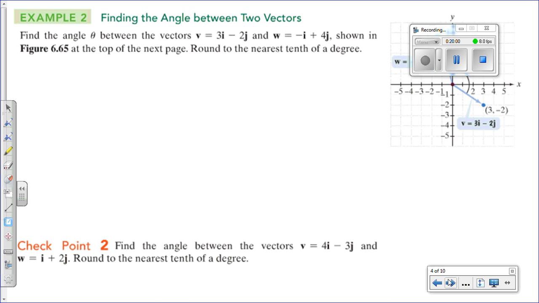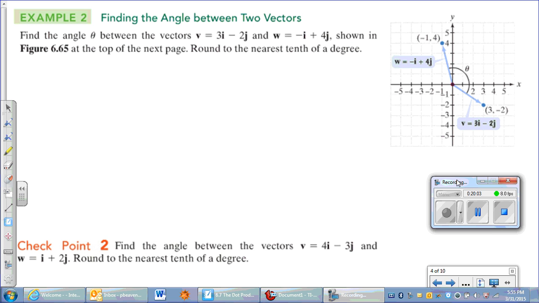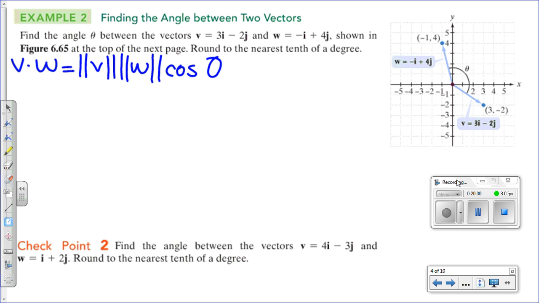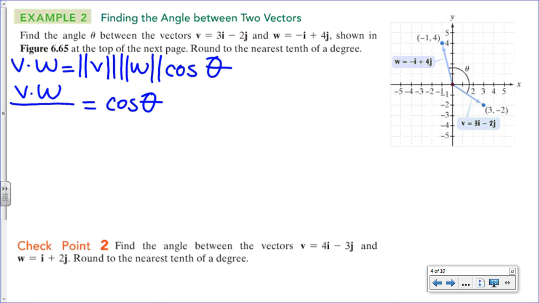And here we're going to find the angle between two vectors. The formula that we're going to be using, remember, comes from the alternative formula for the dot product. Actually, I'm going to write it down here so you guys can get a little familiar with it. That formula was: the dot product is equal to the magnitude of v times the magnitude of w times the cosine of theta. So now to solve for the cosine of theta, it will be the dot product of v times w divided by the magnitude of v times the magnitude of w.